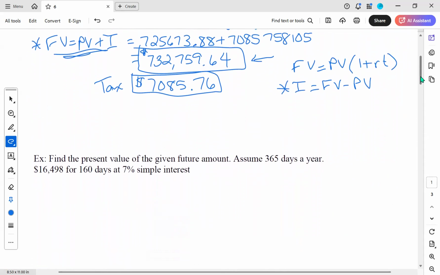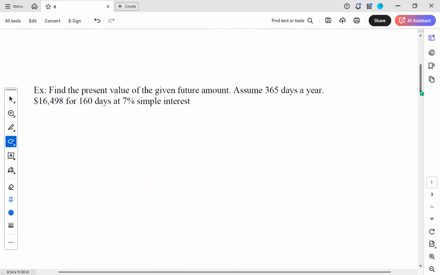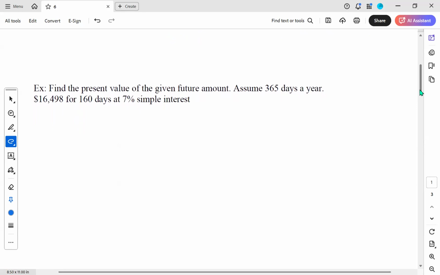All right, so I'm going to show you how to use the present value formula, which is a modification of the future value formula from up above. So it says find the present value of the given future amount. So they're actually just telling you what each of these is. The 16,498 is the future value. And then, of course, our days is going to be our time. And then our rate is our percent. So we want to find the present value.